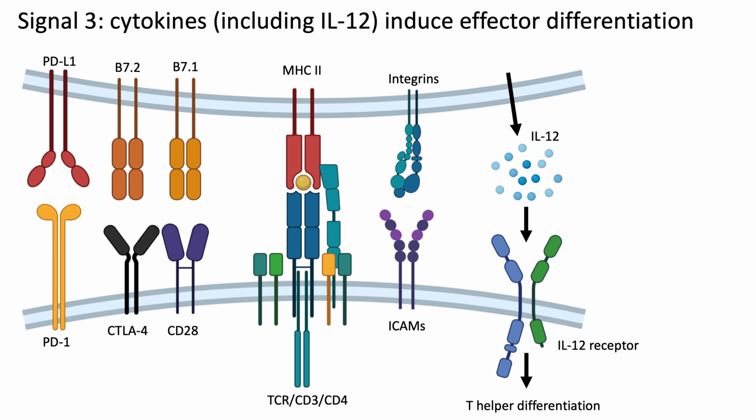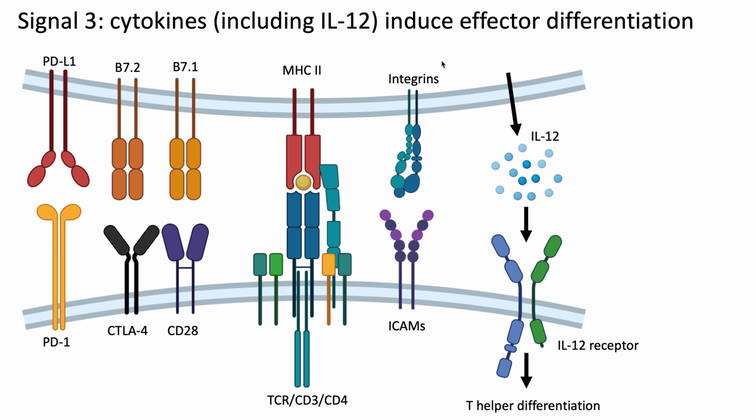The last signal that I wanted to mention is signal 3, and this is induced by cytokines. So here we have B7-1 and B7-2 binding to CD28. We also have upregulation of these negative co-stimulatory pathways to kind of control this response. So that's signal 2. CD3, CD4, and the T cell receptor deliver signal 1. And I mentioned previously that there's a number of adhesion molecules like integrins and ICAMs that are upregulated during this process that mediate the interaction between the T cell and the dendritic cell.